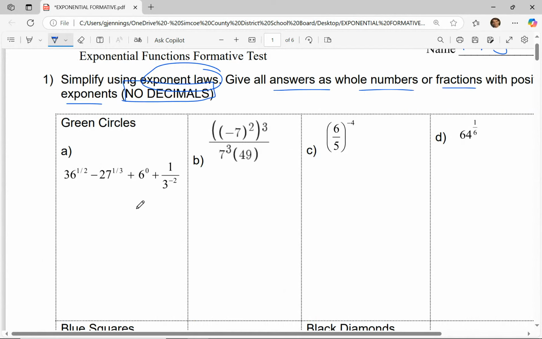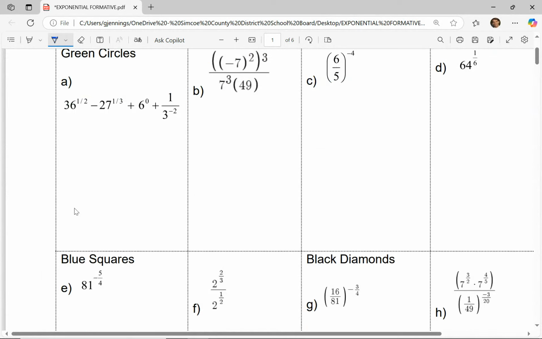All right. First, one of our exponent laws is that 36 to the 1/2 is the same thing as the square root of 36. Minus 27 to the 1/3 is the same thing as the third root of 27. 6 to the 0 is the same thing as 1, and 3 to the -2 in the denominator is the same thing as 3 to the 2 in the numerator. This negative is a bossy landlord that just kicks the whole thing upstairs.